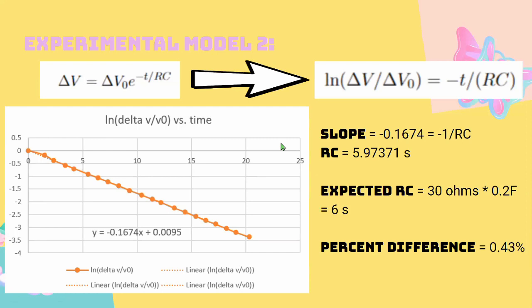So in this part, the goal is to find the circuit time constant, RC, which we did by using the conservation of energy equation for the circuit. The electric potential of the capacitor plus the electric potential of the resistor is equal to 0. And then we plugged in respective equations for the electric potentials of each to get this equation, and then we linearized it using natural log. So the slope is equal to -1 over RC, which we got as negative 0.1674. So RC equals 5.97371 seconds. And the percent difference is 0.43%.